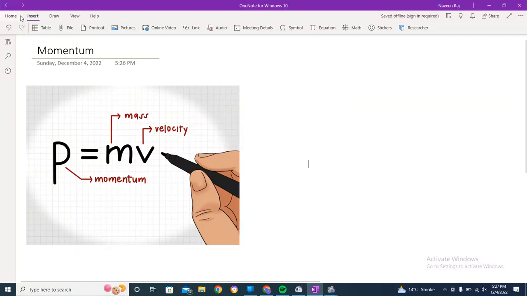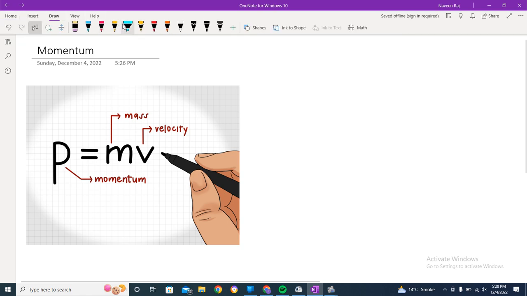In today's video we have an important topic of physics, that is momentum. Momentum is an important and very basic topic of physics. So let's get into it. There is a diagram, and you can see there is a formula written over here: P is equal to m into v.